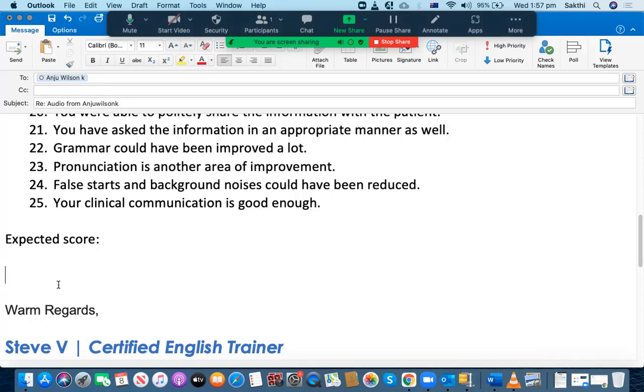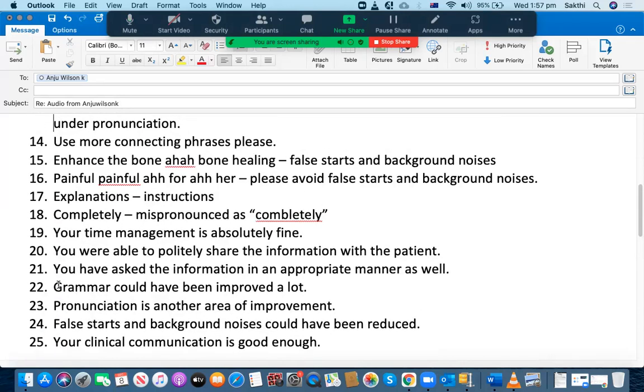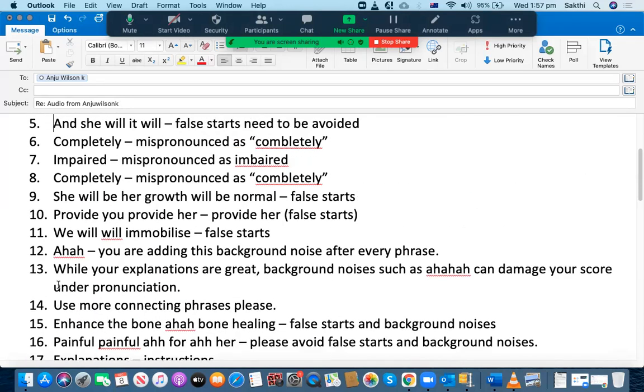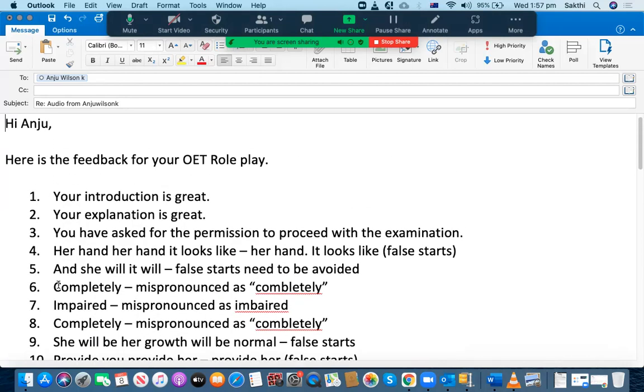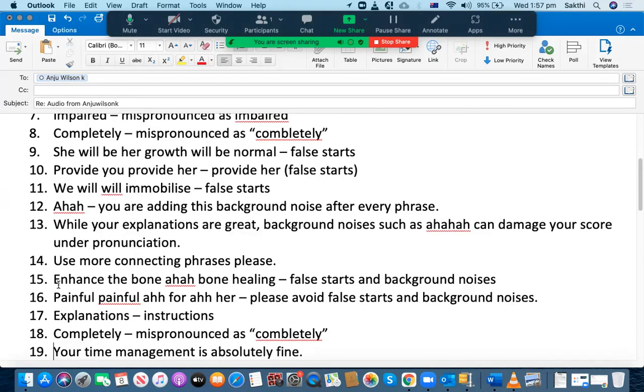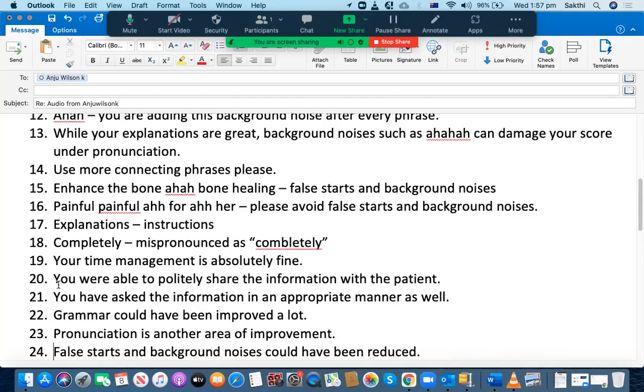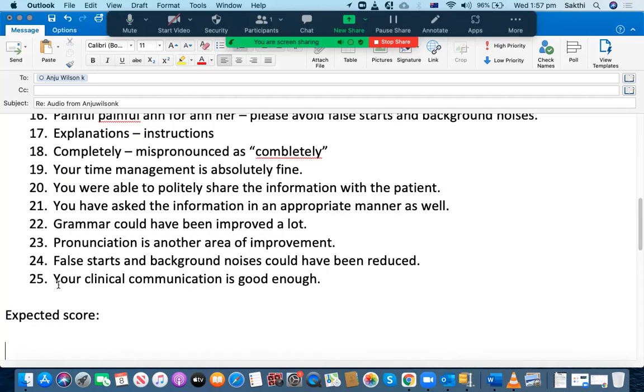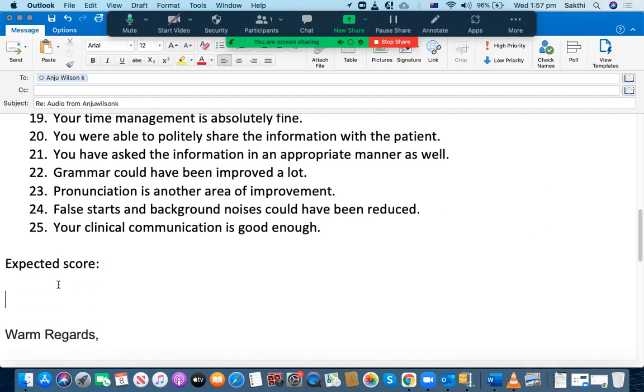And the problem with your role play is that you were continuously committing the issues in relation to false starts and background noises. These are the issues as far as your speaking is concerned. These are the primary issues you need to overcome. However, grammar could have been a bit better as well. The pronunciation is another issue. You are not able to pronounce some of the words properly. And unfortunately, you have been using those words.